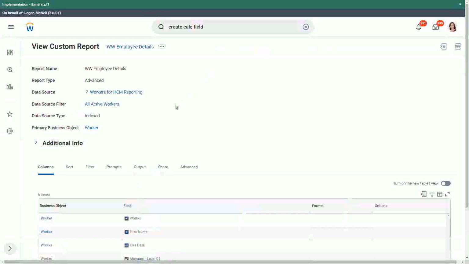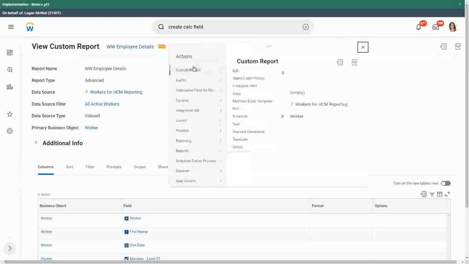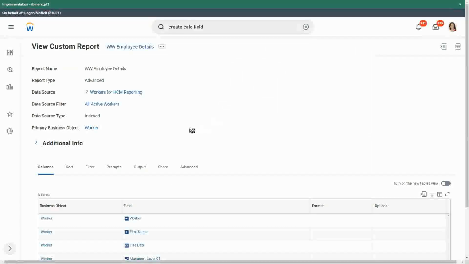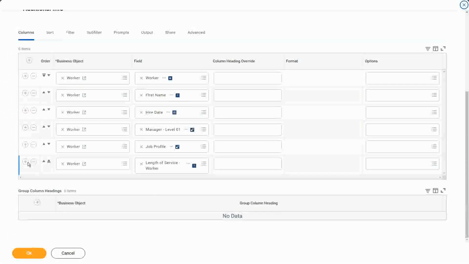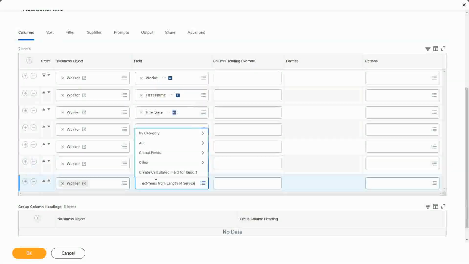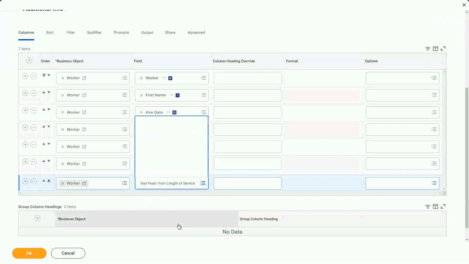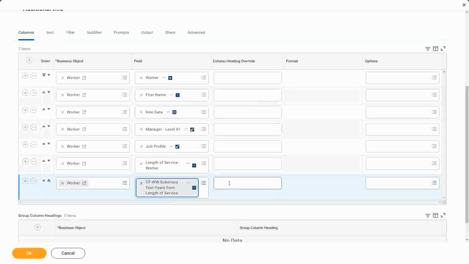It is going to be a text field, let's add it to our report. Let's also add it to our filter. Because our ultimate objective was to find out workers who have spent more than 5 years with the organization, who have more than 5 years of service. Let's do it like this. Years from the length of service. Let's give it, like this, years of service.